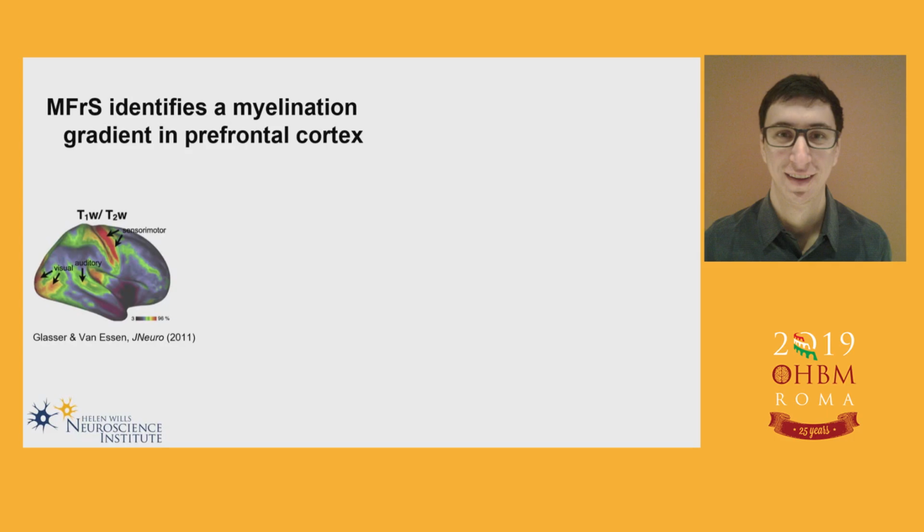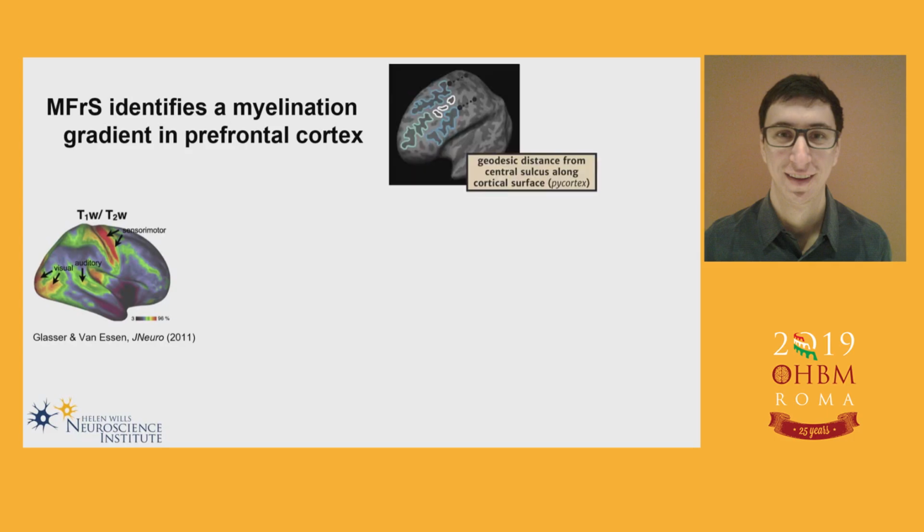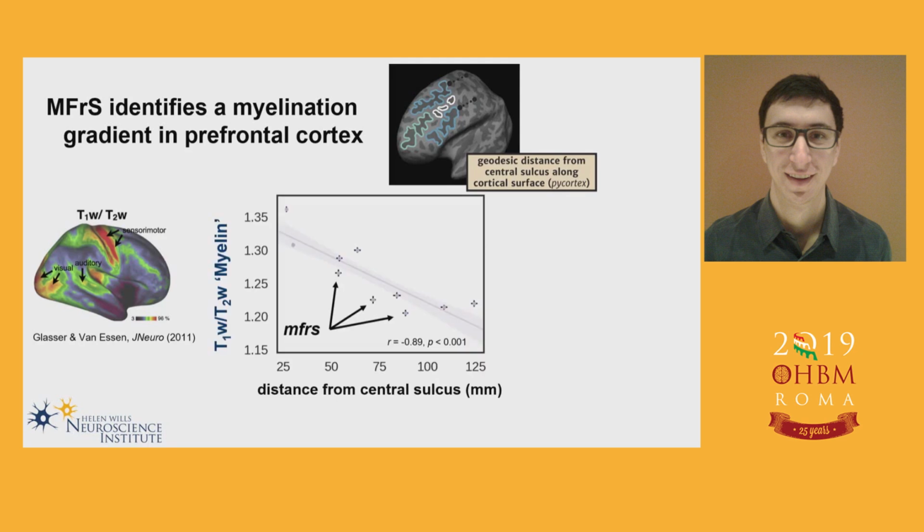To quantify a gradient, within each individual, for every sulcus in every hemisphere, we calculated its average geodesic distance along that individual's cortical surface from the central sulcus. This way we could relate myelin to the distance from the central sulcus within each hemisphere. And in fact, these 2 measures were highly correlated. Right now on the x-axis, I'm showing the geodesic distance from the central sulcus, and on the y-axis, this measure of myelination.